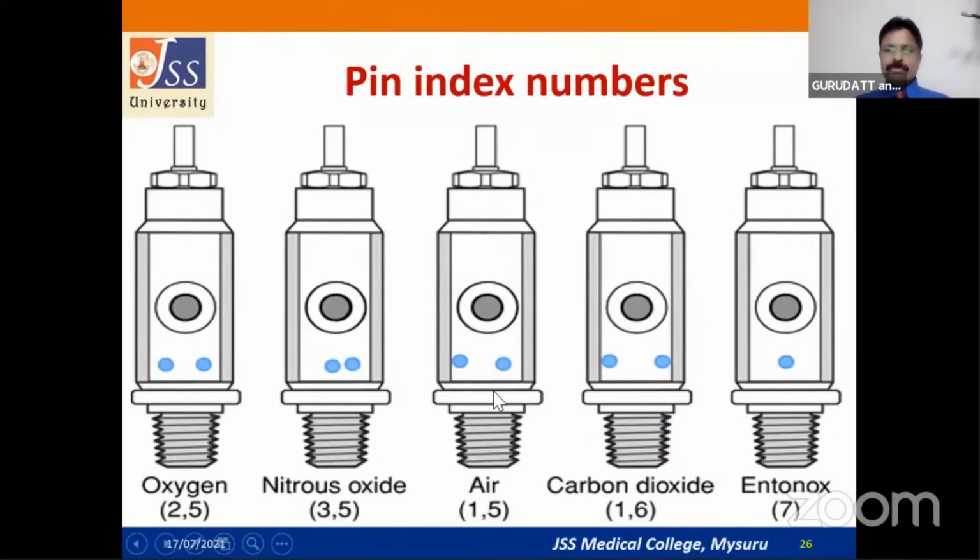Sometimes if you want to know more, then you can also know that carbon dioxide is 1.6 and NOx is 7. NOx is a single one, and in between 3 and 4, this NOx 7 hole will be there.